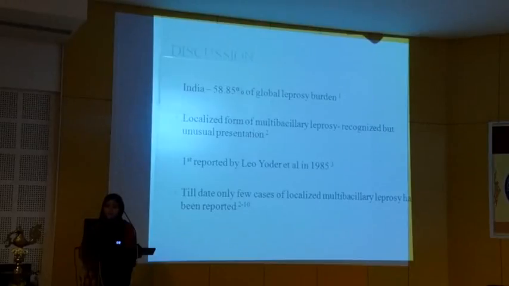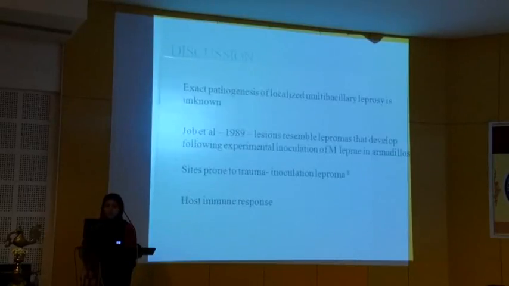Localized form of multibacillary leprosy is a recognized but an unusual presentation. It was first reported by Leo Yoder et al. in 1985. Till date, only a few cases of localized multibacillary leprosy have been reported.